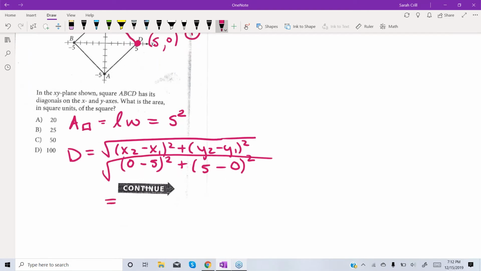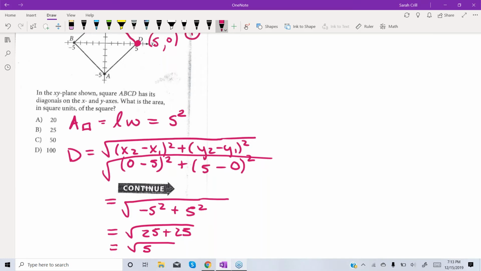This is all under the square root. So that's square root of negative 5 squared plus 5 squared. So that will be square root of 25 plus 25. So that's the square root of 50. All right, so that's the length of one of the sides, right? Or we'll say S. So if we want to find the area, we know we can do square root 50 squared. So that means the area is just 50. All right, let's move on to another problem. I'll give you another minute to write that down.